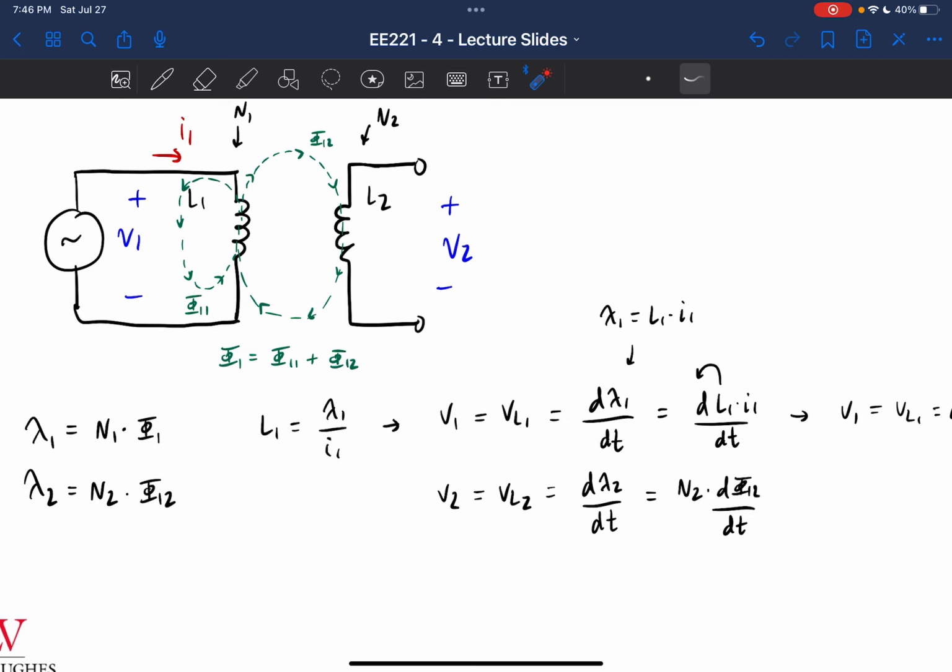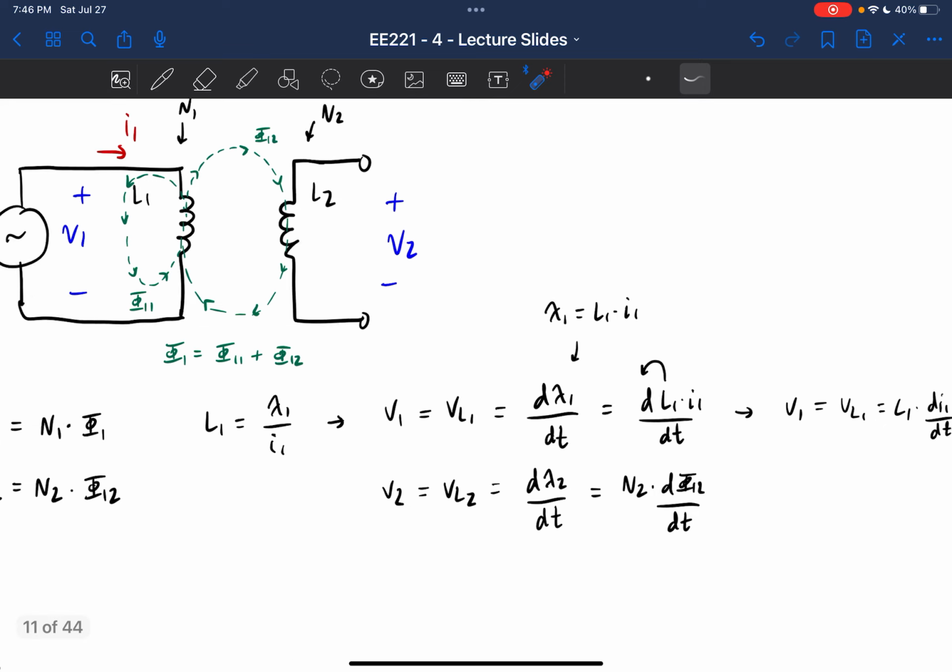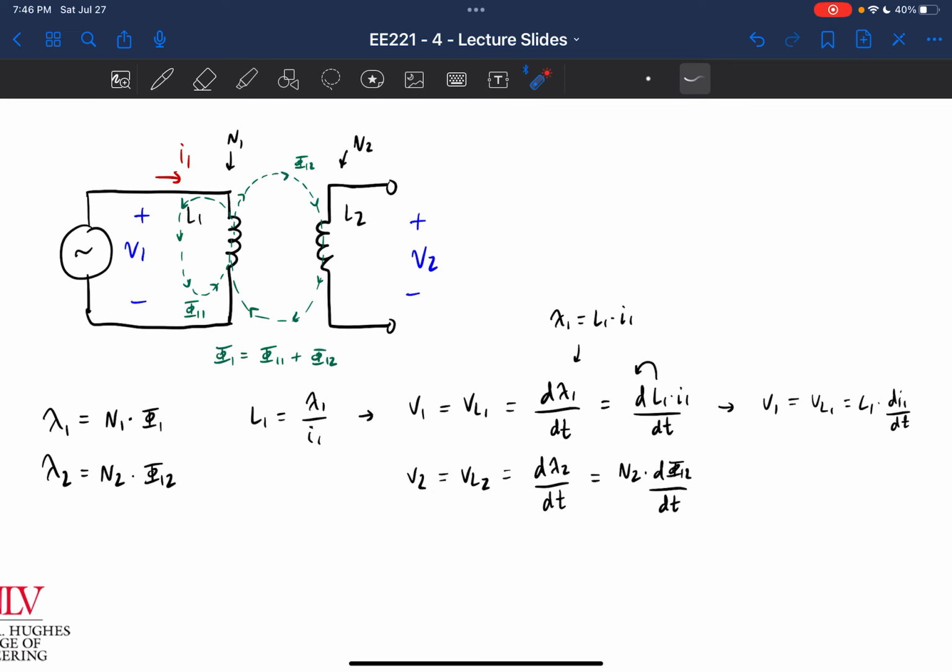So we'll talk about that in the next couple videos when we get to deriving this the other way, where I have the source here and this is open, and you'll see that it's going to end up with the same result. But for now, we can't write L2 in terms of I2 because we don't know I2, or we do know I2, in fact it's 0. Okay, so we need to stick with what we're doing here.